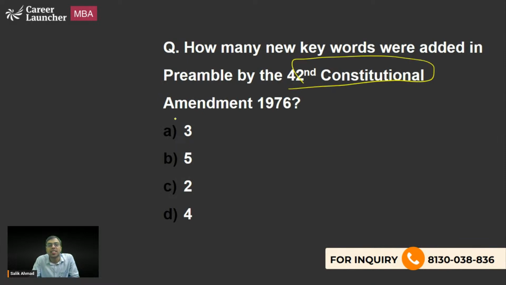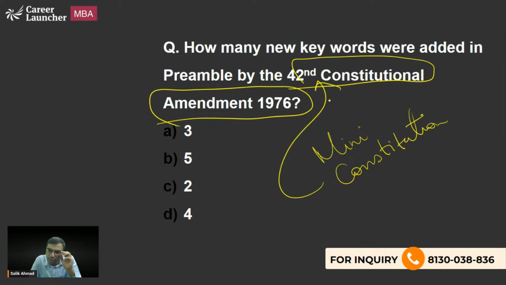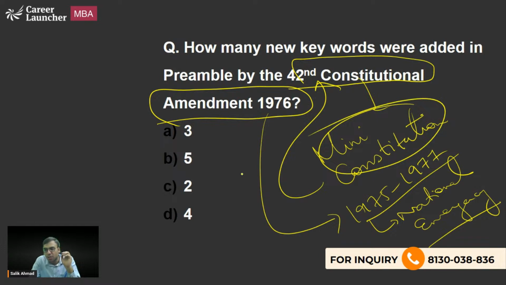ये भी पूछा था कई बार एग्जाम में कि which amendment is called as mini constitution? So the answer is 42nd Amendment. Okay. Because it changed a lot of things. This actually happened when, I hope you are aware, 1975 to 1977 we have seen national emergency imposed during Indira Gandhi times. So when Miss Indira Gandhi was the Prime Minister. Okay, उस time पर 42nd Amendment लाया गया था and it changed a lot of things in the Constitution and that is why it is called as mini constitution.